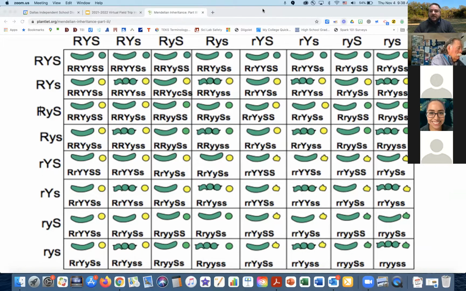And there are even tetrahybrid crosses, which are for 4 traits. So it can go on and on. But now we're going to look at non-Mendelian inheritance with Mr. Dominguez.